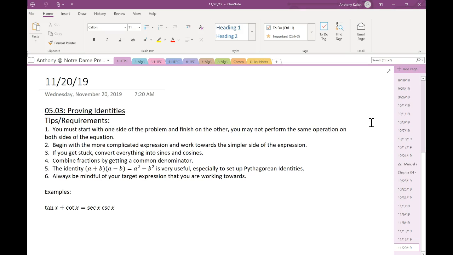Number 1 is that you must start with one side of the problem and finish on the other. I do not want you to perform the same operation on both sides of the equation. It's not really a valid proof technique if you're working on both sides. It's usually start with this, end with that. Okay? So really there's like a brick wall in between the two sides. Don't do stuff to both sides. Okay?